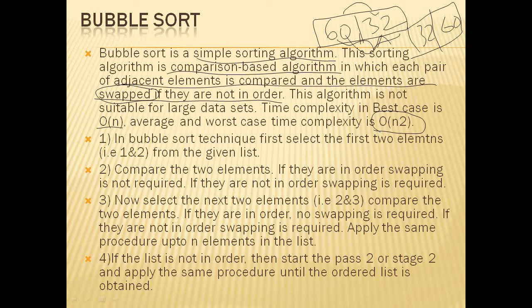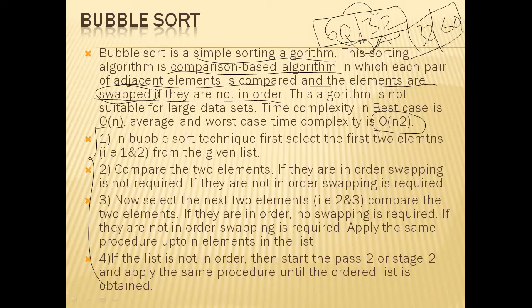So actually it follows these four steps. The first one is that we compare two elements from the given list. After comparing those two elements, we check whether they are in order. If they are in order, then swapping need not occur. If they are not in order, then we require swapping.